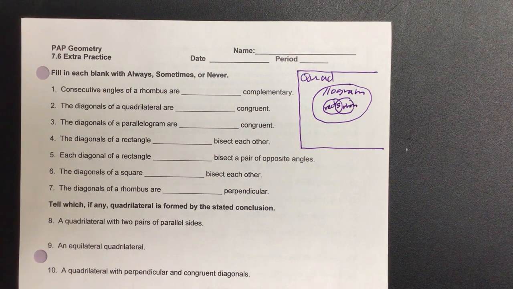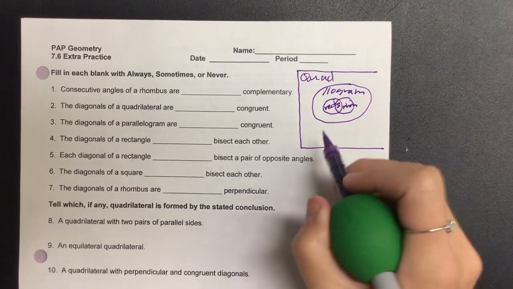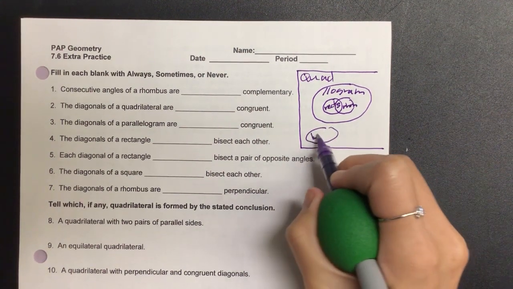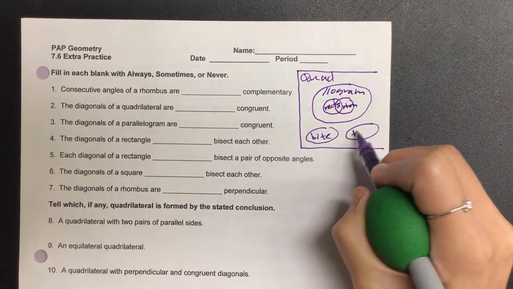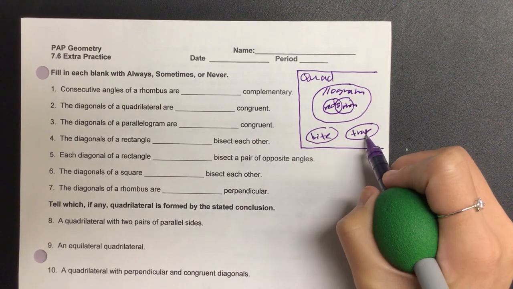Now, two that are not a quadrilateral or parallelogram are what? Kite. Very good. And what's the other one? Trapezoid.